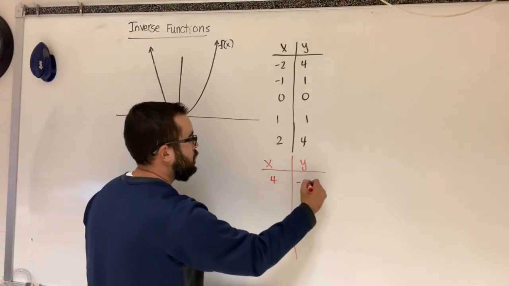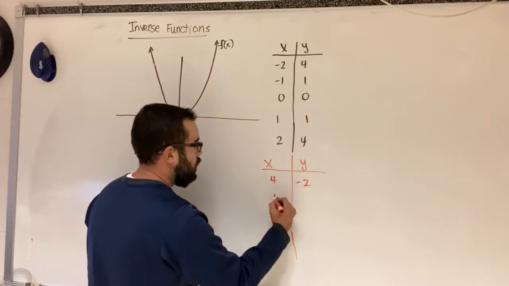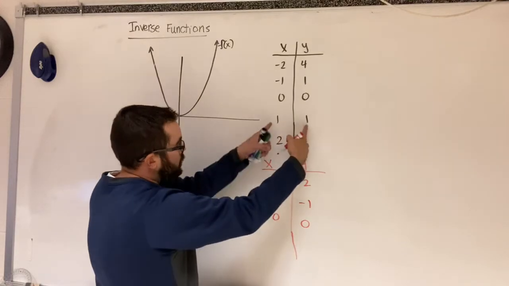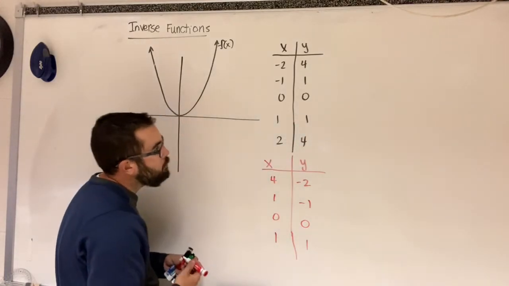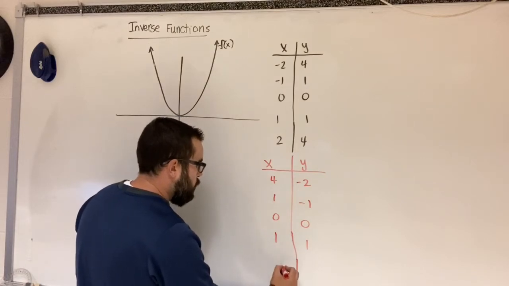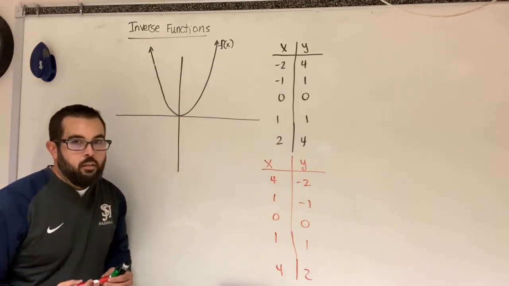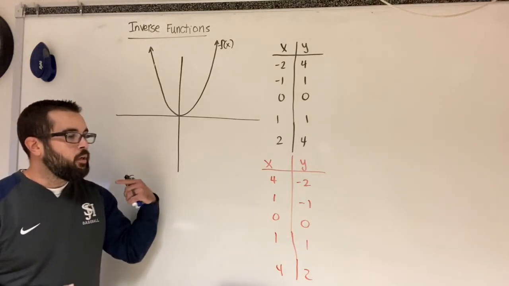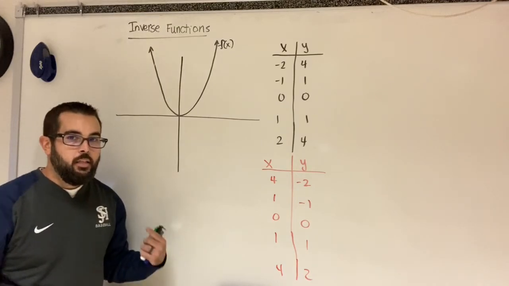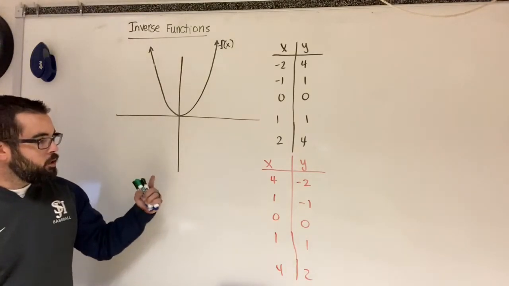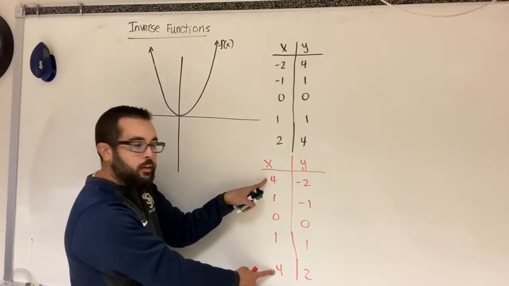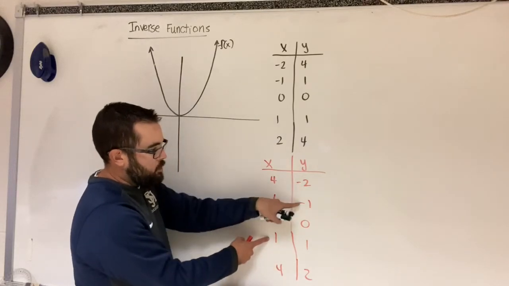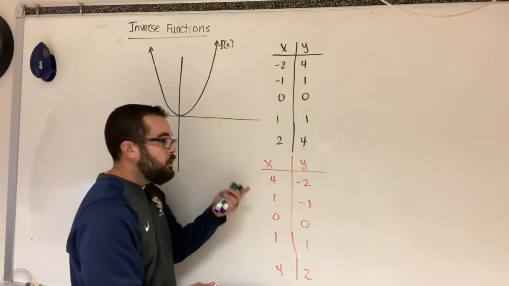So we have 4, -2, 1, -1, 0, 0 stays. These two switch, and it looks like it stays the same, but it doesn't. And then we have 4, 2. So I ask from here, can you tell if this is a function or not? Is every x paired to only one y? And the answer is no. It's no longer a function because look, we have 4 here, and it's matched with -2 and 2. We have 1 here, it's matched to -1 and 1. So it's no longer considered a function.